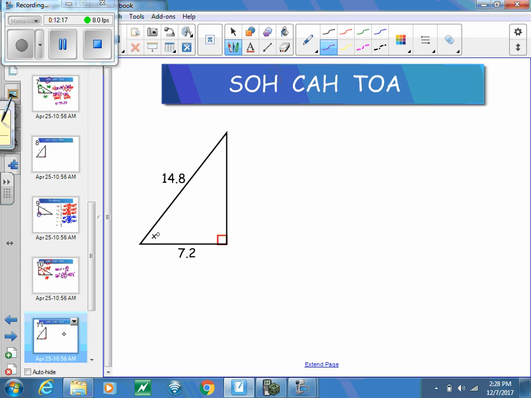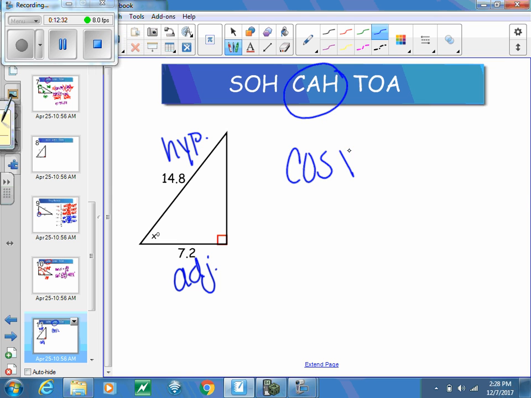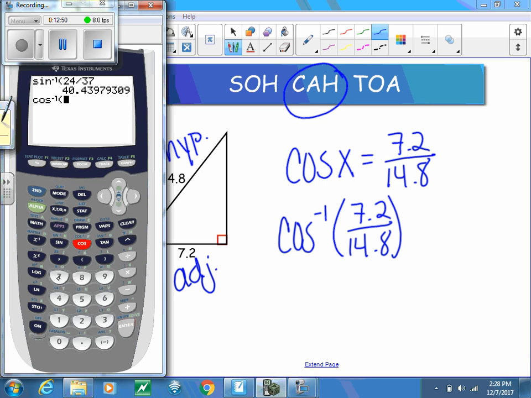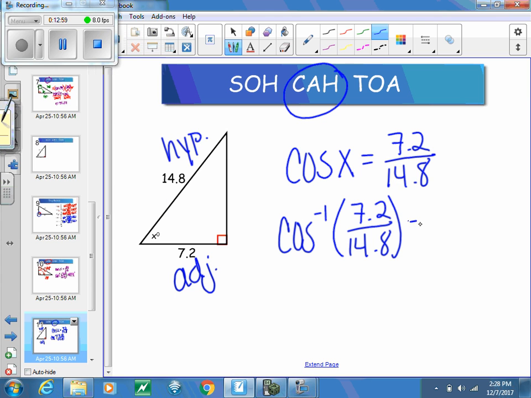Going through another example here, one more. Here you're trying to find x once again. I have the adjacent leg as well as the hypotenuse here. So adjacent and hypotenuse would be the cosine. So the cosine of x is equal to 7.2 over 14.8. To find an angle, we're going to take the inverse cosine of 7.2 over 14.8. And here I'm going to do inverse cosine, 7.2 divided by 14.8. And there we have 60.9 degrees.